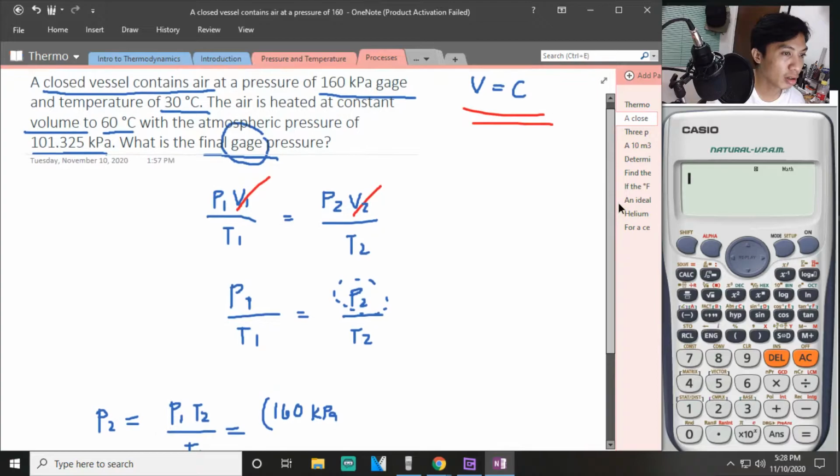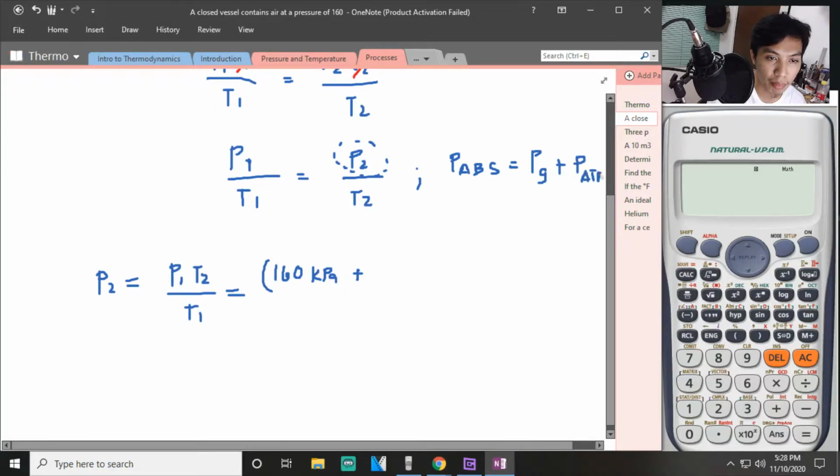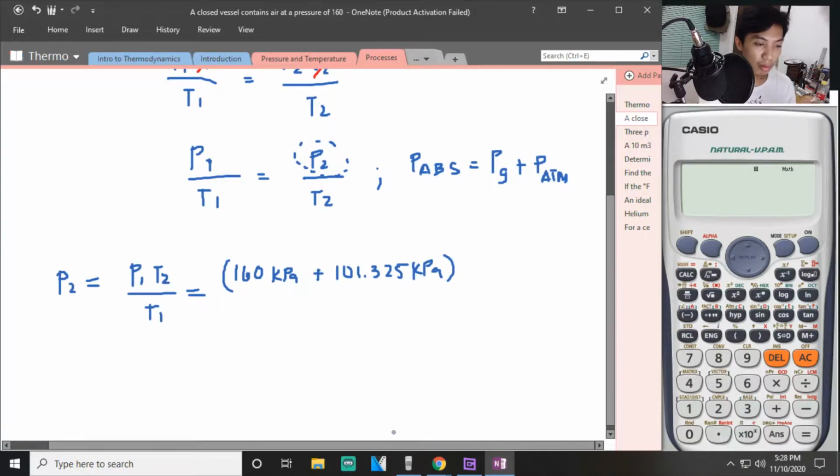What it says here is the atmospheric pressure. So, we add the atmospheric pressure. Recall that in order to make it absolute, P absolute is equal to pressure gauge plus P atm. So we put 101.325 kPa, to make it absolute first. You cannot solve it in gauge right away. If it is in gauge, you must make it absolute first.